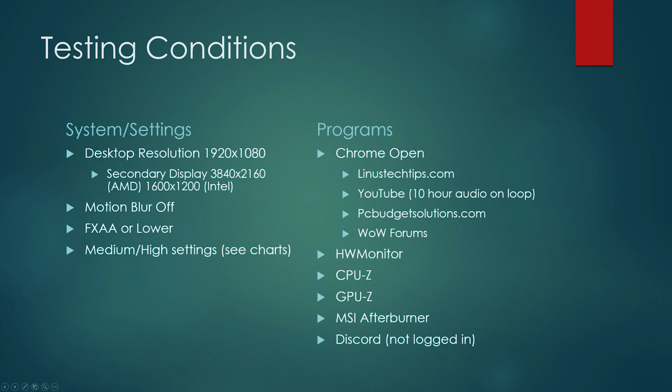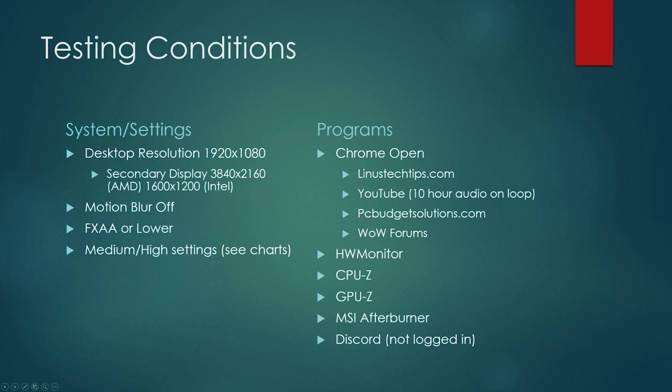So this is how this test went down. Looking at the system setting configuration, the desktop resolution for the actual game is running at 1080p. The secondary display was at 4K for the AMD system and 1600 by 1200 for the Intel system. Yes, this is going to throw the results off a little bit, but unfortunately I didn't have everything to do the comparison because other things got in the way with the schedule on YouTube. Just keep in mind that this isn't a perfect scenario.